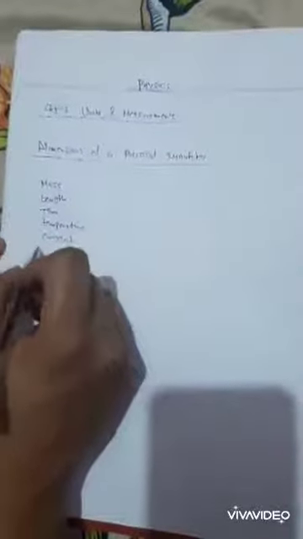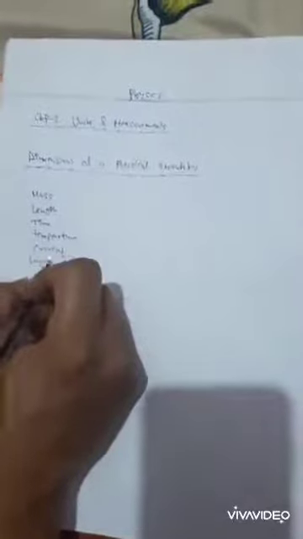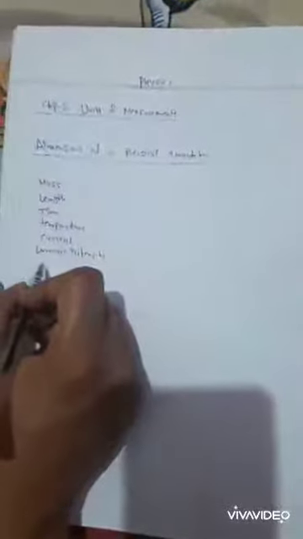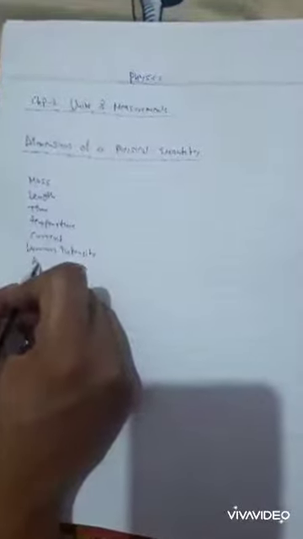So as I told you in my earlier videos that we have 7 fundamental quantities, that are mass, length, time, temperature, current, luminous intensity, and last one is amount of substance. So it's obvious that it also have the dimension.